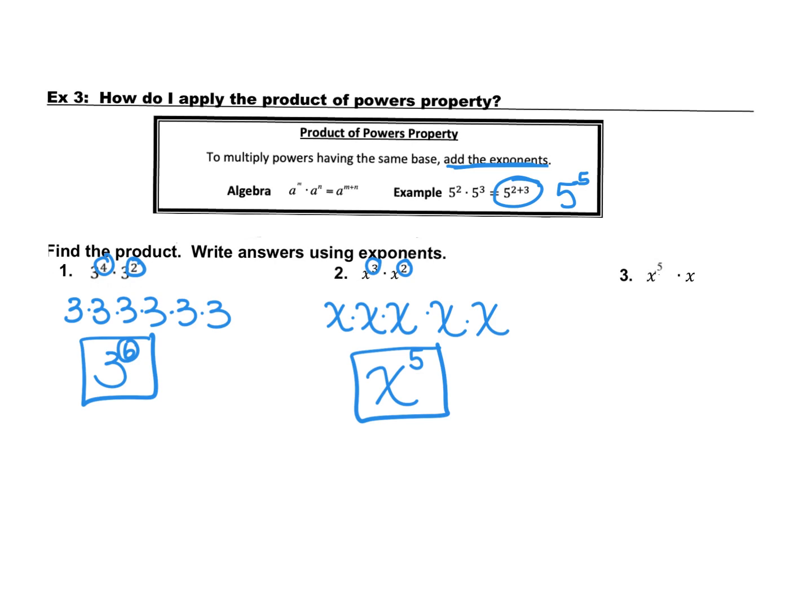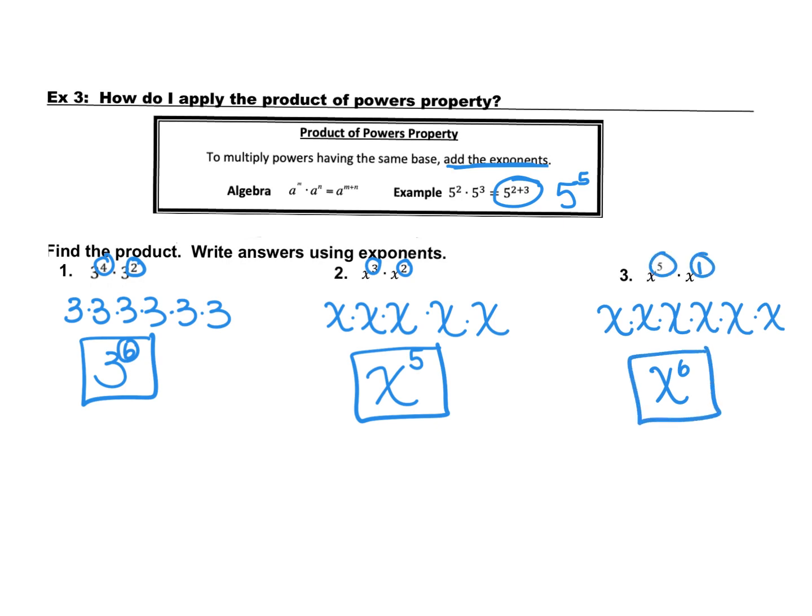So for number 3, we have x to the 5th power times x. And if I were to write this one out, I'd have these 5 x's, and then I'd have one more x. So it's really important to note that if you don't have a power there with the number or a variable, there is a power there. It's 1. And so in this case, I would have x to the 6th power because I have 6 x's. And again, if I add these exponents together, notice I do get 6.